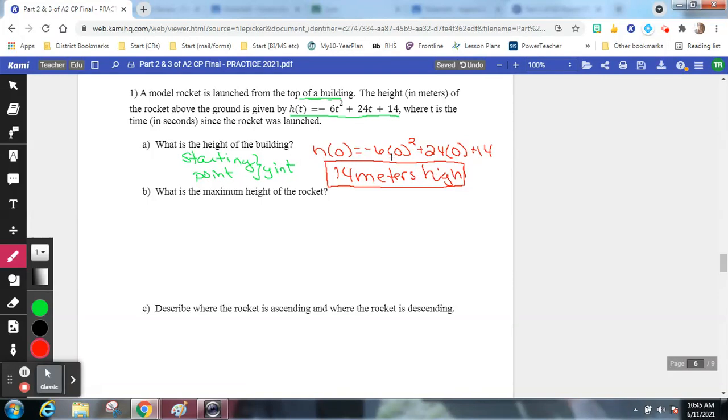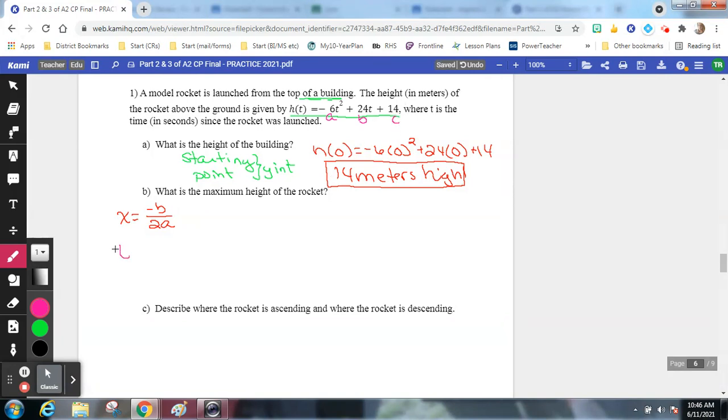Okay, part B, a little bit of work. It says, what is the maximum height of the rocket? Okay, so you can put this in Desmos. You can use Desmos to help you, but then you have to screenshot all of that to show me, because you are required to show work here. Or you can use the formula x equals negative b over 2a to find your x value of your vertex. So if I use that, my a is negative 6, b is 24, c is 14 if I ever need that.